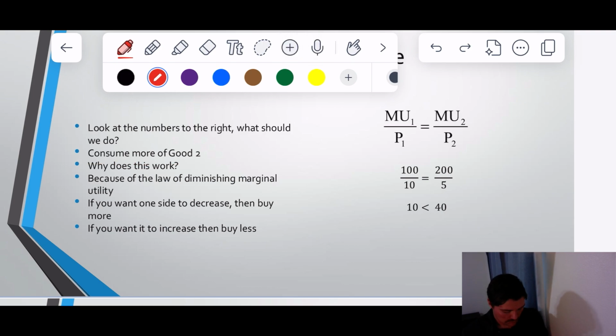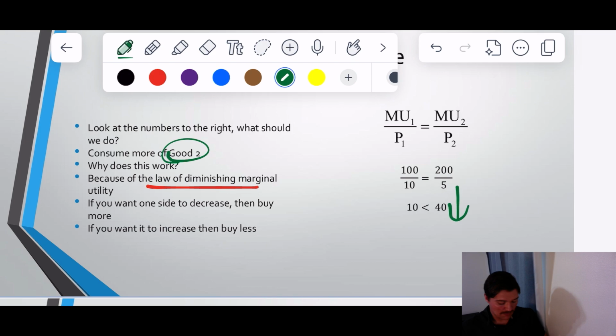It's making you happier. Now, why does consuming more of a good eventually get them equal? It's because of the law of diminishing marginal utility, right? So here, to get these equal, we need this side to go down, right? If you want to decrease this side, how do you do it? Diminishing marginal utility. The more you consume, the marginal utility is lower. So we have 40 here. We need to decrease it, so we need to consume more of good two. And by doing that, the marginal utility will decrease all the way down to 10.